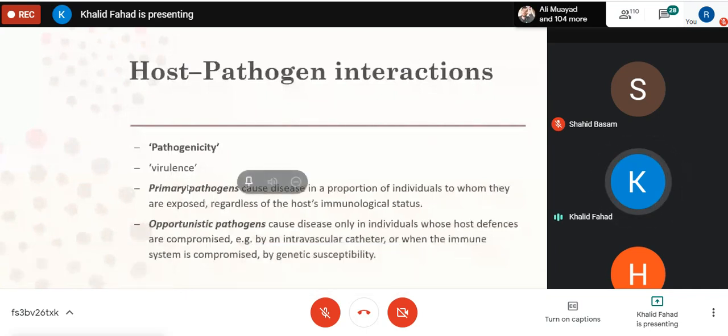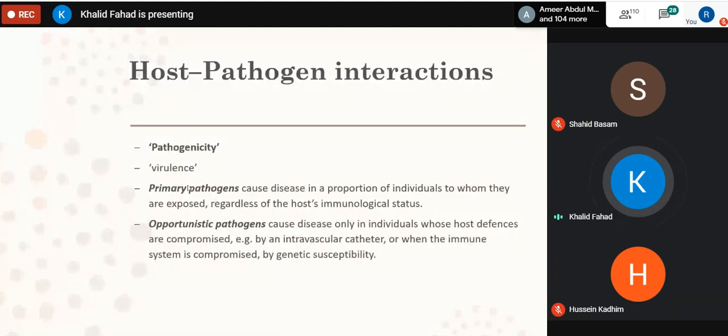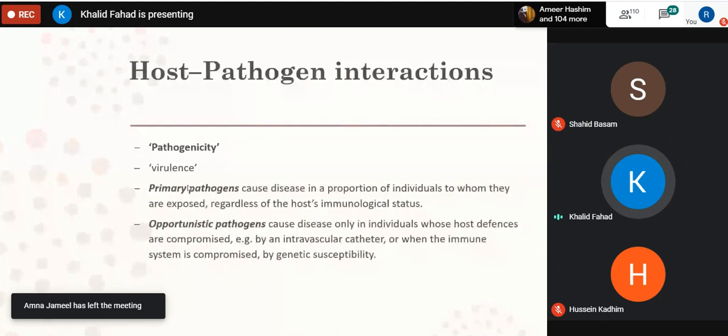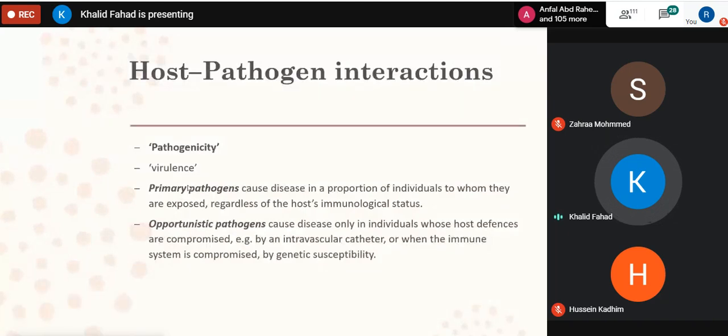What are the types of pathogens? It's either primary pathogens, which cause a disease in a proportion of individuals to whom they are exposed, regardless of the host immunological status. So whether the host is immune competent or immune compromised, it will cause a disease. This is what we call a primary pathogen.